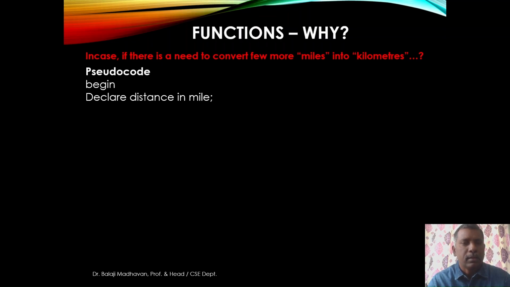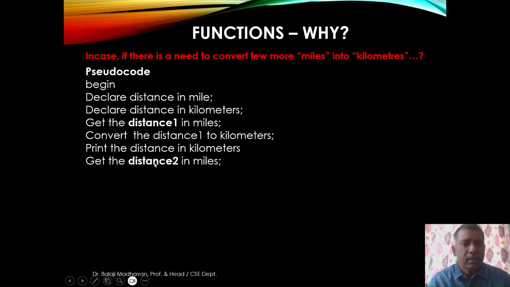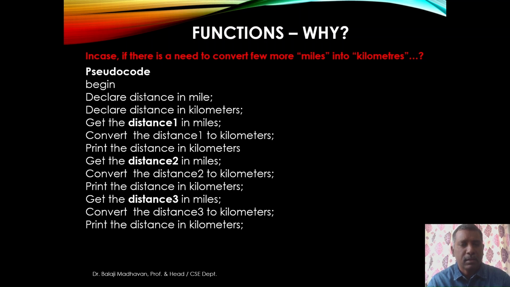Now let's see. Declare the distance in mile, declare the distance in kilometer, get the distance 1 in mile, convert the distance 1 to kilometer, print the distance 1 in kilometer. Now I have multiple data of miles to be converted into kilometers, so I am reading the next distance. Get the distance 2 in miles, convert the distance 2 to kilometer, then print it. Now I have another data: get the distance 3 in miles, convert it, print it. If I have to read and convert 3 distances in miles into kilometer, then obviously this is the pseudocode for the same.